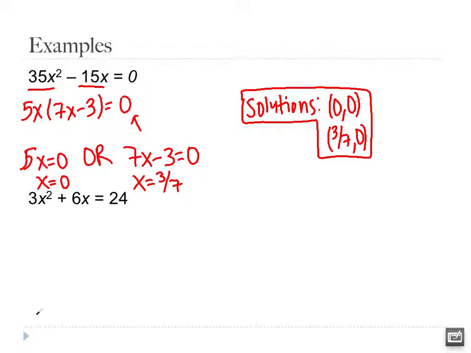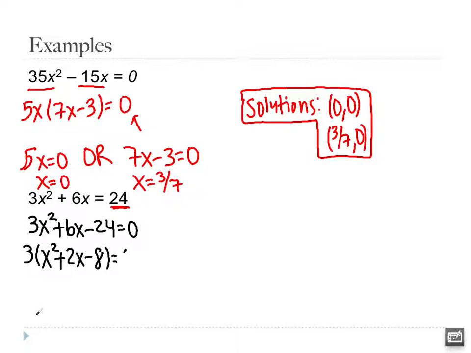Okay, second equation is equal to 24. It has to be equal to 0. So first thing, we want to make this equal to 0. Subtract 24 from both sides. You get 3x squared add 6x subtract 24 is equal to 0. Now in order to factor, I'm going to factor out the GCF, which is 3. So I have x squared, add 2x, subtract 8 is equal to 0.